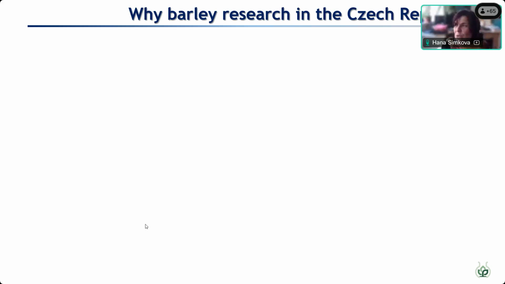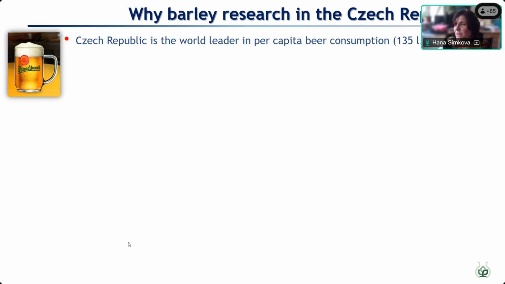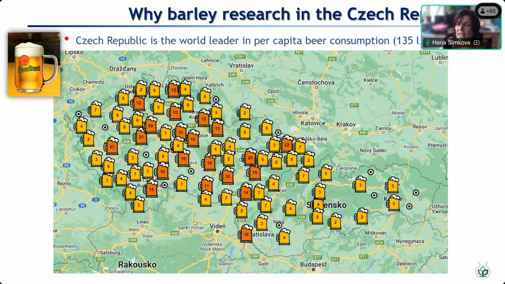So the first question is very easy, because the question is why we do actually barley research in the Czech Republic. And I'm sure that everybody knows the response. It's because the Czechs are really very good in beer drinking, and barley is one of the main components, or malt is the main component of the beer. So with the per capita consumption of 135 liters per year, we are the world leaders in beer drinking, and this is reflected by this high density of breweries and microbreweries shown here on the map.